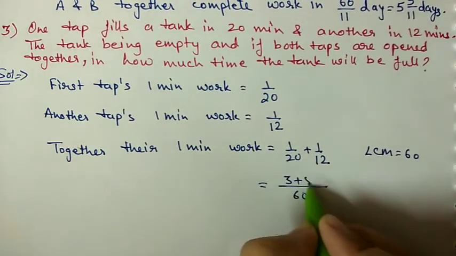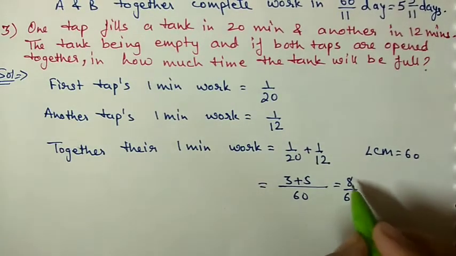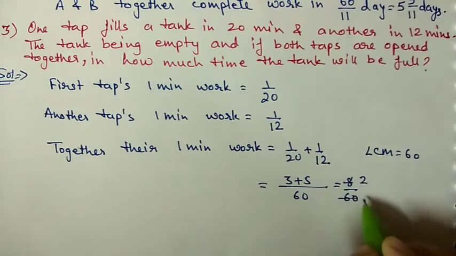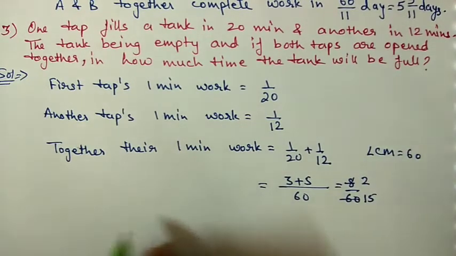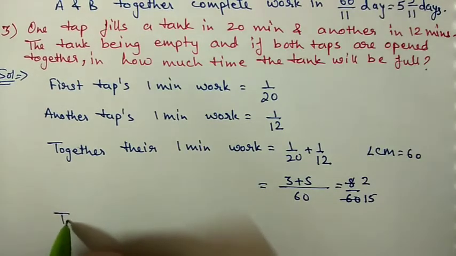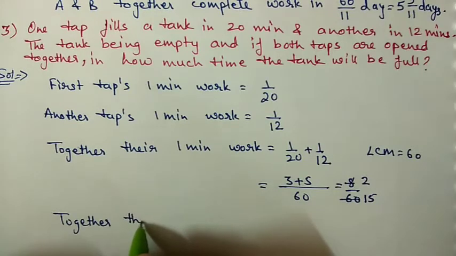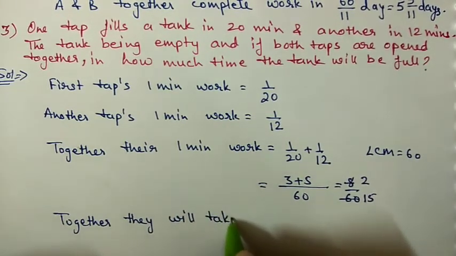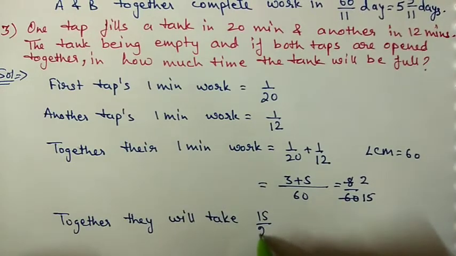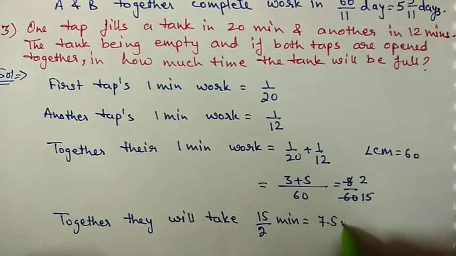20 3s are 60 and 12 5s are 60. So we will get here 8 by 60, which we can cancel by 4. 4 2s are 8, 4 15s are 60. So 2 by 15. So together they will take 15 by 2 minutes, or equal to 7.5 minutes to fill the tank.